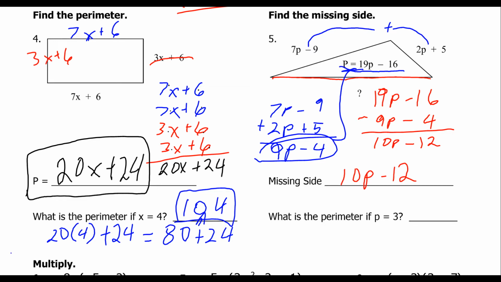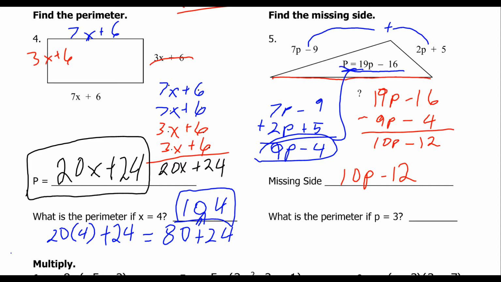And if we combine those other pieces, you will see that it has to be right. So 10p plus 7p is 17p, plus 2 is 19p. Negative 9 plus negative 12 is negative 21. Negative 21 plus 5 is negative 16. And therefore, this all works out very nicely.